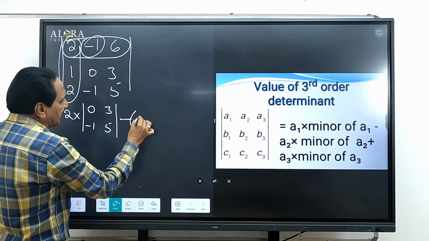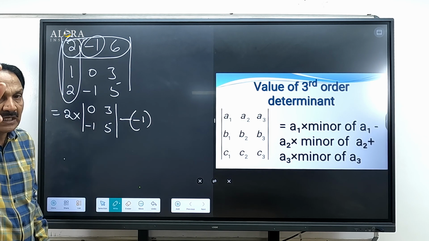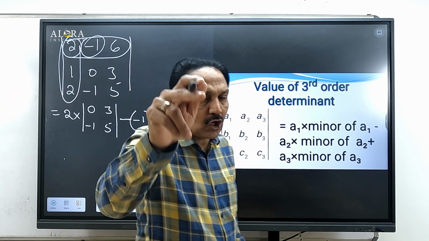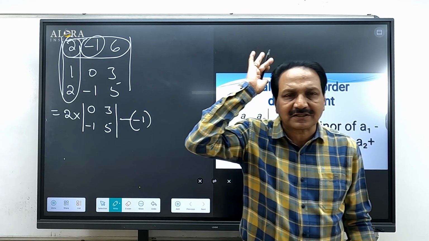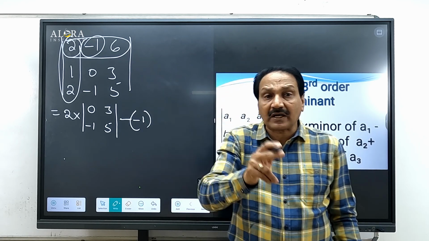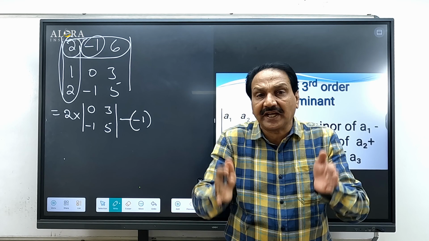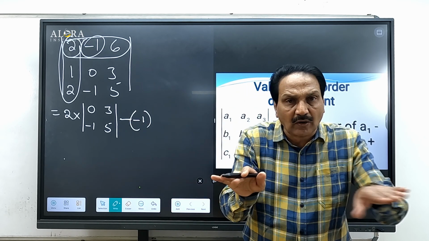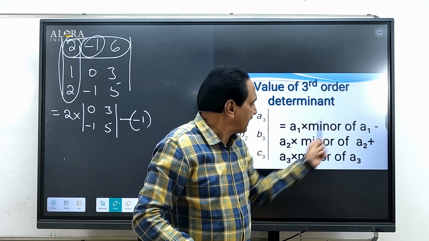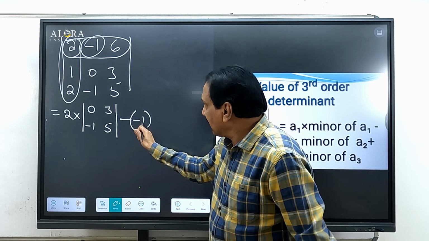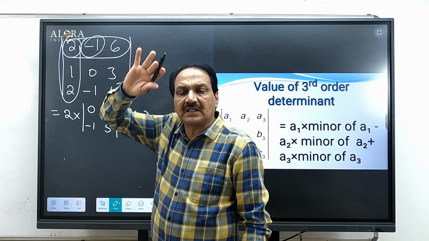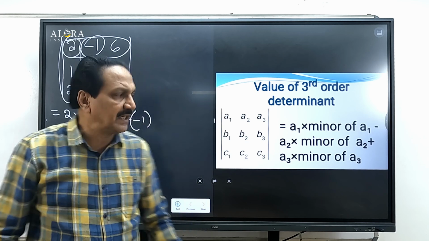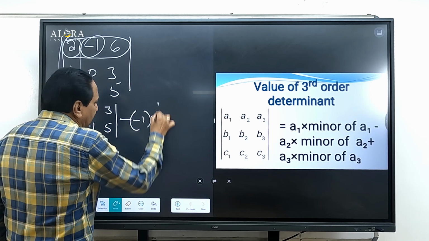That is again minus 1. Minus of minus 1. Hope you remember the caution I have given you in the last class. Whenever you come across the minus sign, you should be very, very careful. This minus sign according to the formula. See here. Minus second term. And this minus sign that is already associated with the second element. Minus of minus 1 into its minor.